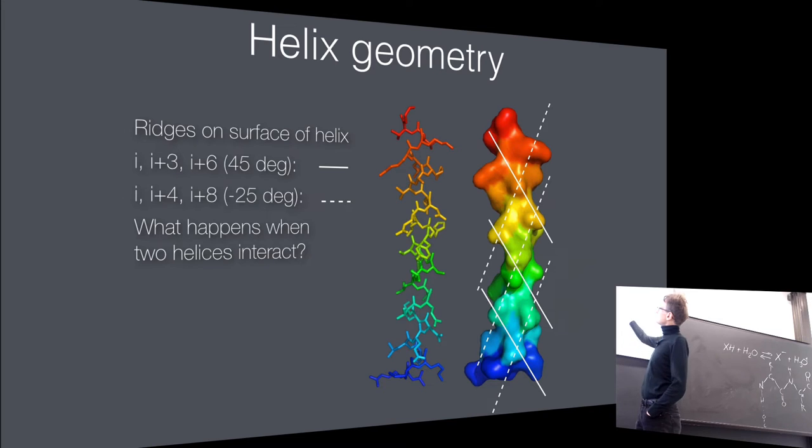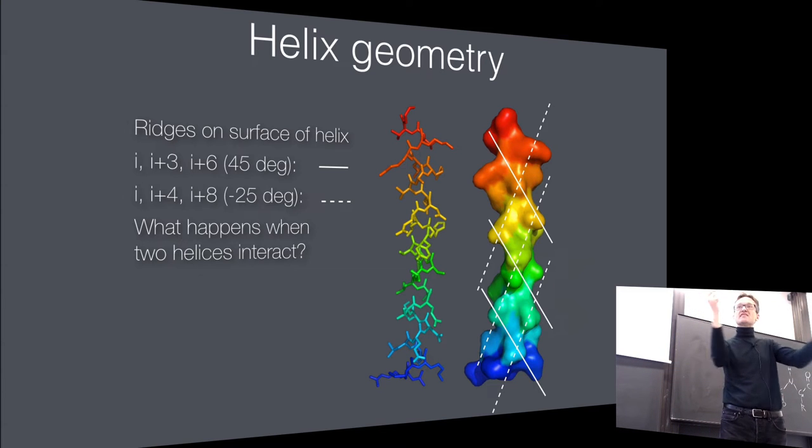So if you now take a second such helix, and then you rotate around and try to fit the ridges of one helix into the valleys of another helix, then there are going to be at least two patterns where they will fit, right?